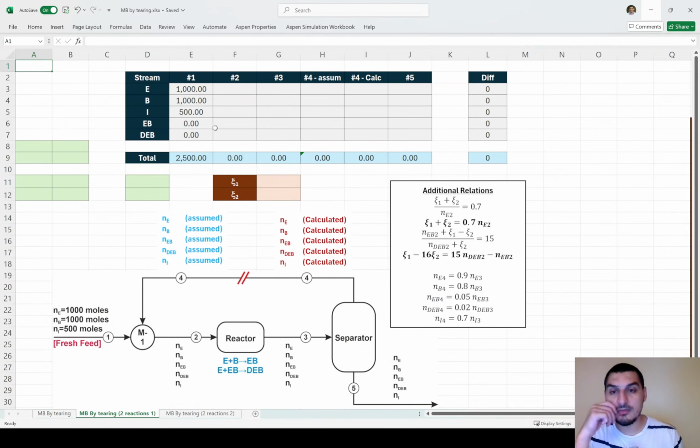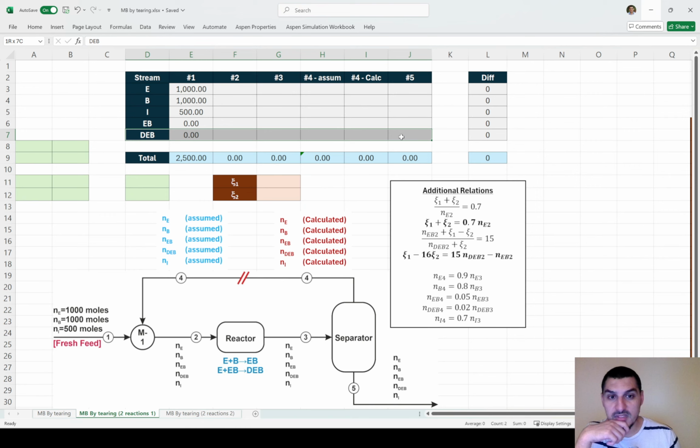So this is the first method, which is going to be using the simultaneous solution of the equations. The software will solve the equations for us. So again, we are starting here with the given information. I added one extra row here for diethyl benzene, and we have here the feed flow rates that we have, and we will start first by assuming stream number 4.